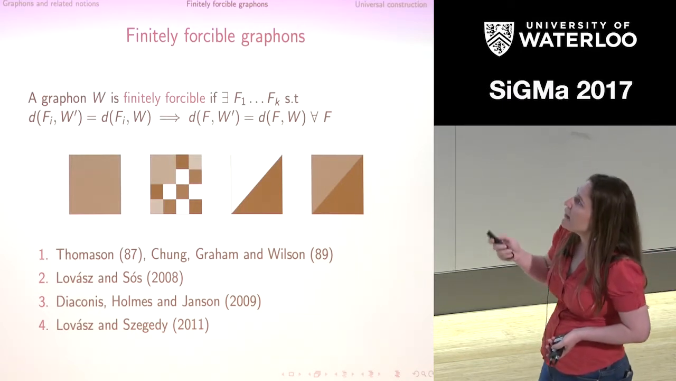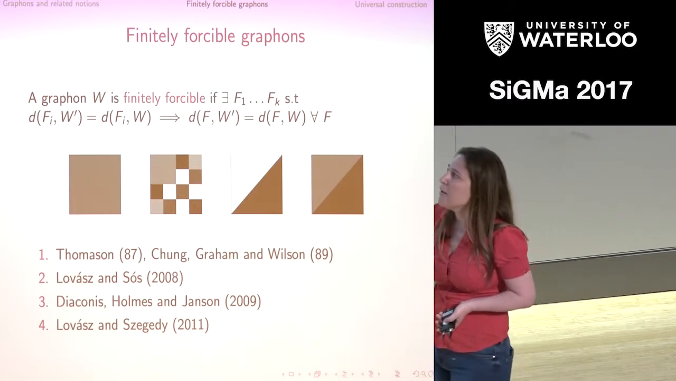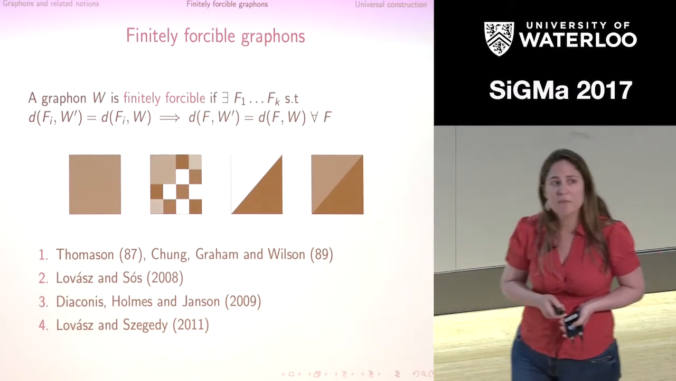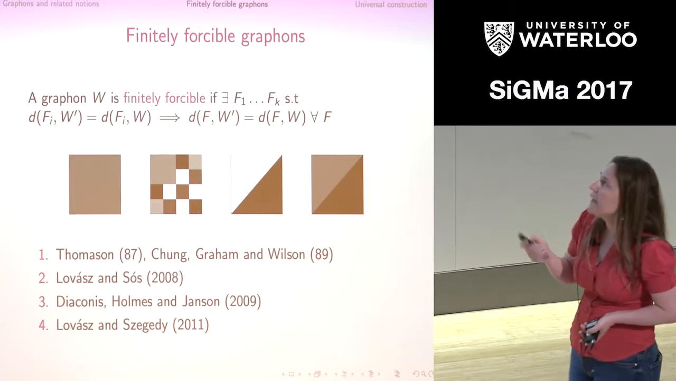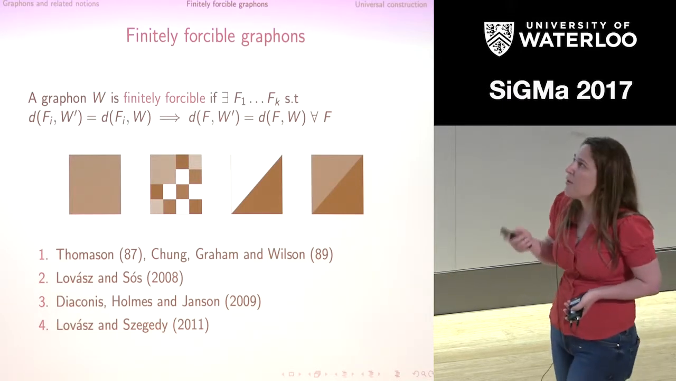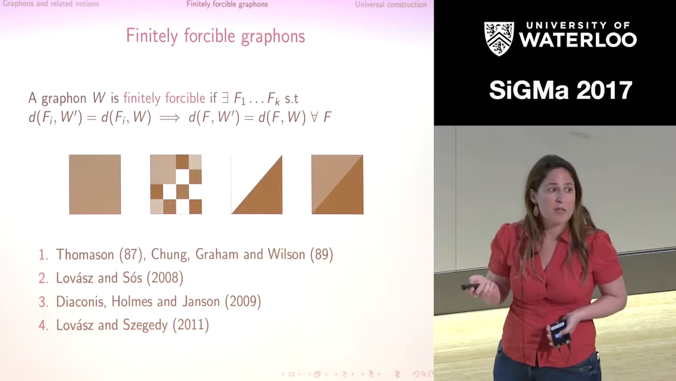And also we have lots of other examples of finitely forcible graphons. Lovász and Szegedy did a systematic study on these objects, and they came up with lots of examples of finitely forcible graphons. And they also made two conjectures that basically say that these should have a simple structure.